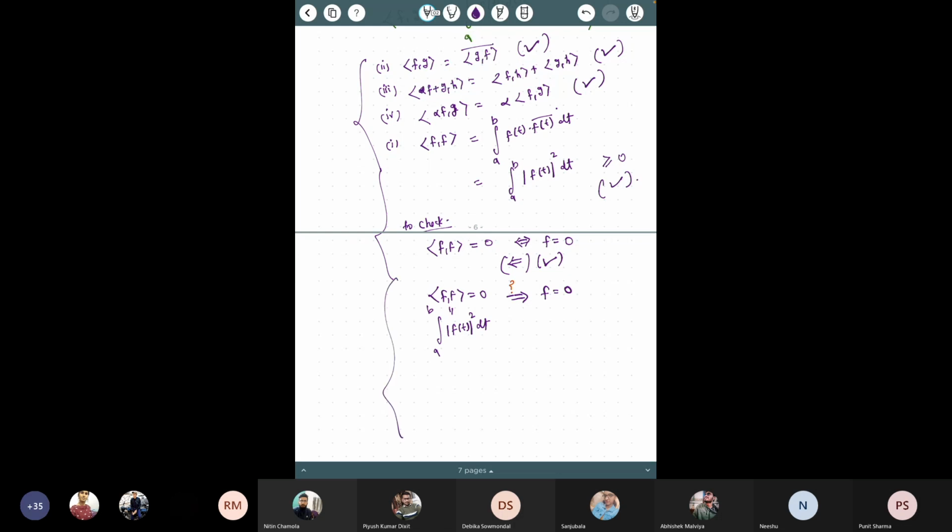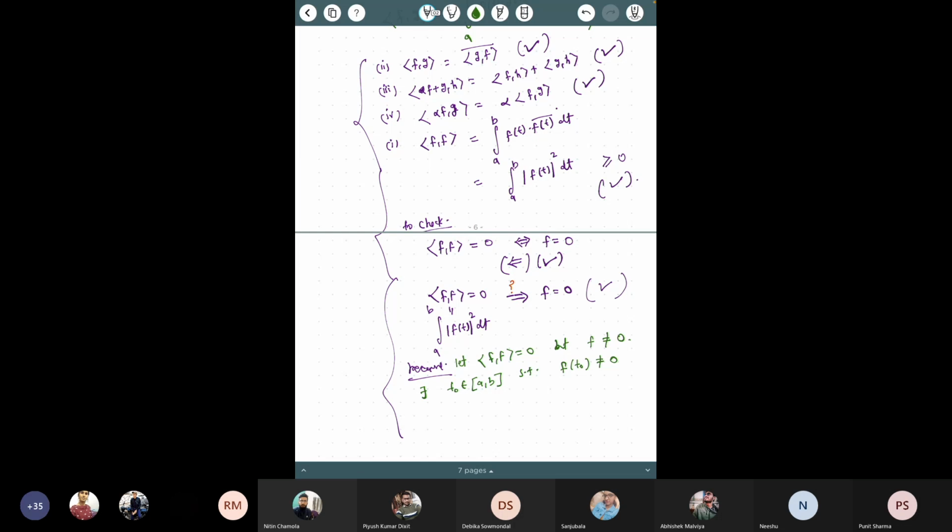So what I'm saying is the following. This is true, this is also true, but because I'm giving you the reasoning here, let's say this is 0, and using this we have to prove that f is 0. So suppose that this is 0, but f is not equal to 0. F is not equal to 0 means there exists some element t naught in the closed interval AB such that f(t naught) is not equal to 0. The function is not 0 means at some point its value is not 0.